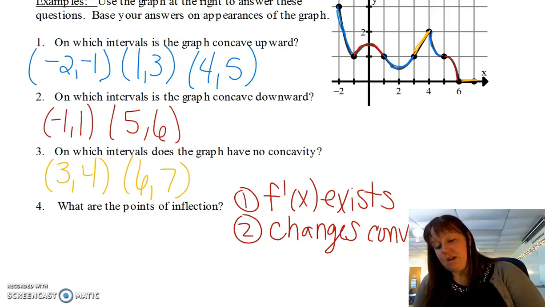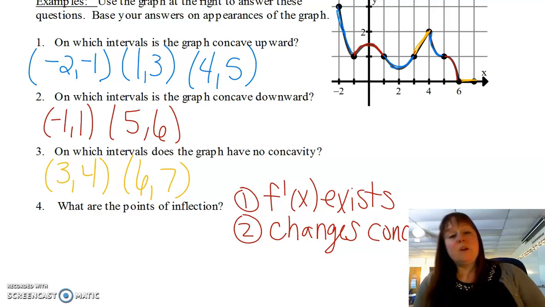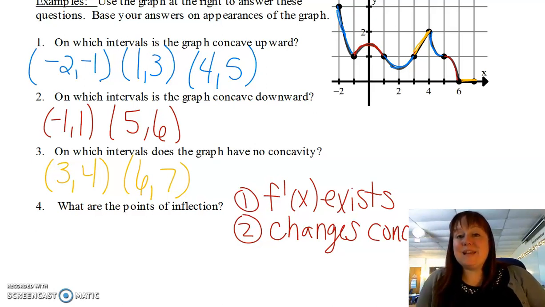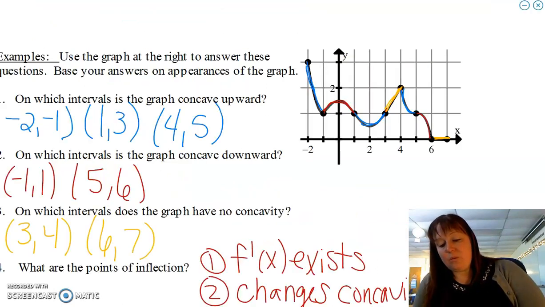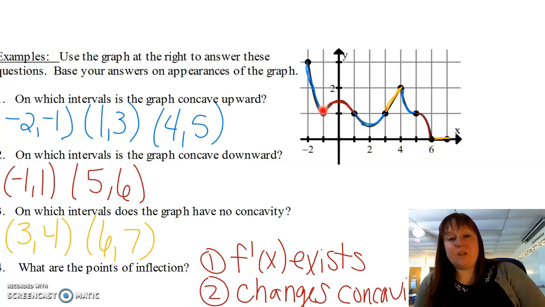Okay, I can't spell concavity. Wow. Okay, concavity. So where does the derivative exist, and where does it change concavity? We change concavity anywhere it changes from blue to red. So it changes from blue to red right here. Is that a point of inflection? No, because the derivative does not exist at this point. You couldn't draw a tangent line here because it's a sharp curve. So the derivative does not exist at that point, therefore that is not a point of inflection.